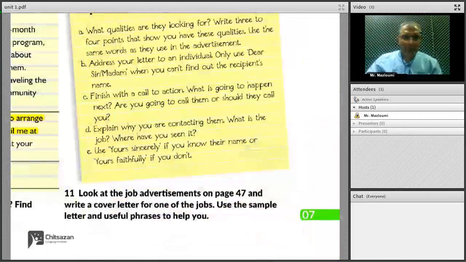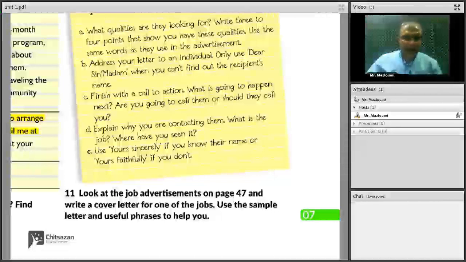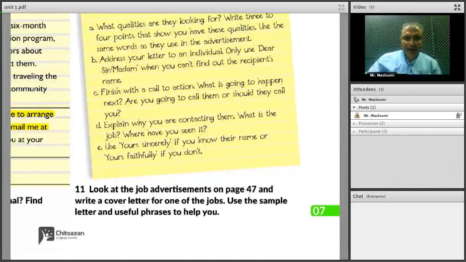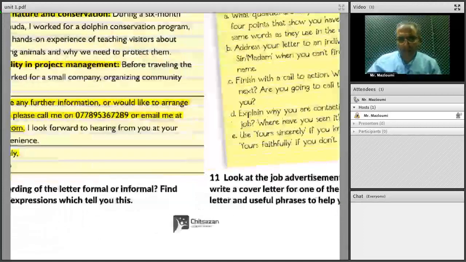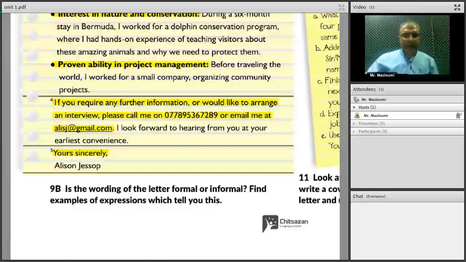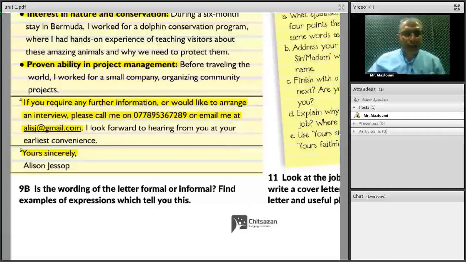C. Finish with a call to action. What is going to happen next? Are you going to call them, or should they call you? So a call to action means a request to action. So what is going to happen? What should you or they do? In number 4, you see the person has provided their phone number as well as the email address, and has asked them to just keep them posted.